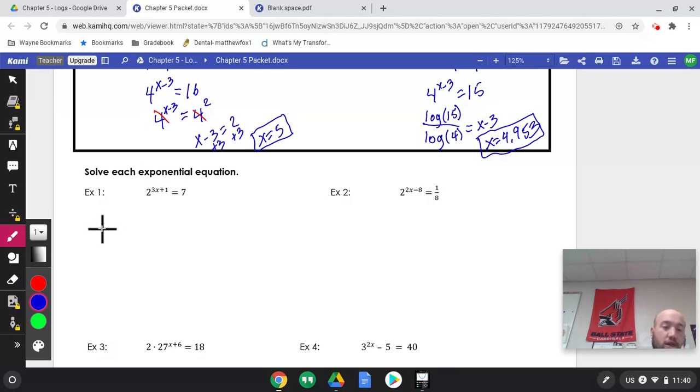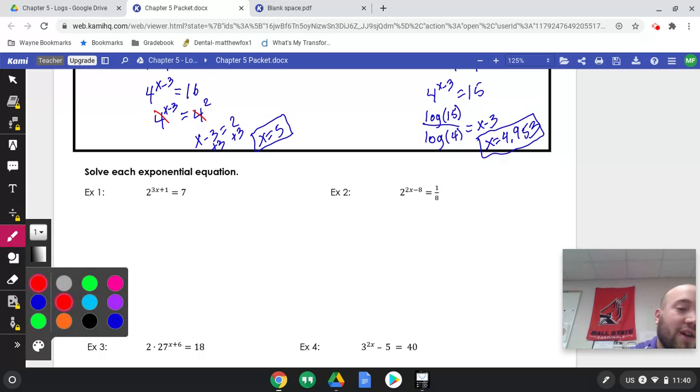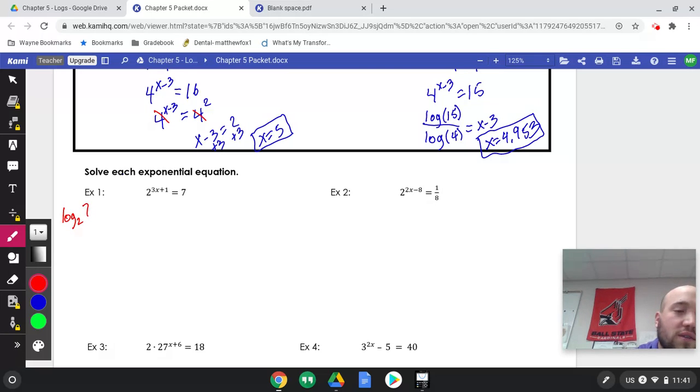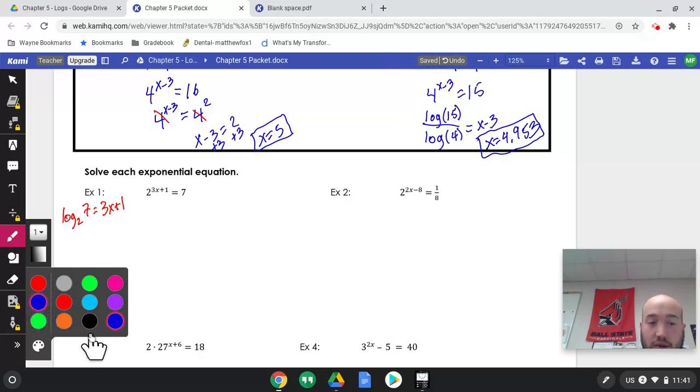So once again, let me point this out. What I'm about to write, you do not have to write. If it helps you, then you can rewrite it as log base 2 of 7 equals 3x plus 1. And then from here, you can use the old method we used, which was log of 7 over log of 2, set that equal to 3x plus 1. That works, and you can definitely do that.